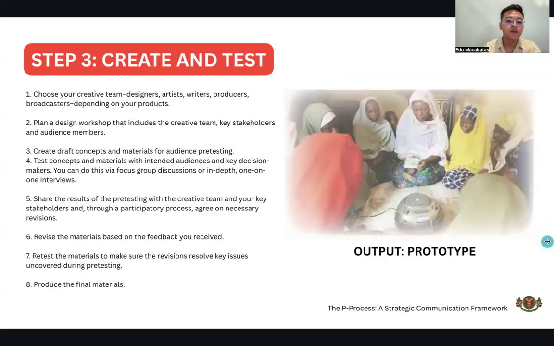The third step is create and test. This is the phase where ideas take form. This is where we build a creative team, host co-design workshops, and develop early concepts and prototypes. We test these with real users and make revisions based on feedback. So our output in this step is the prototype or our live prototype.